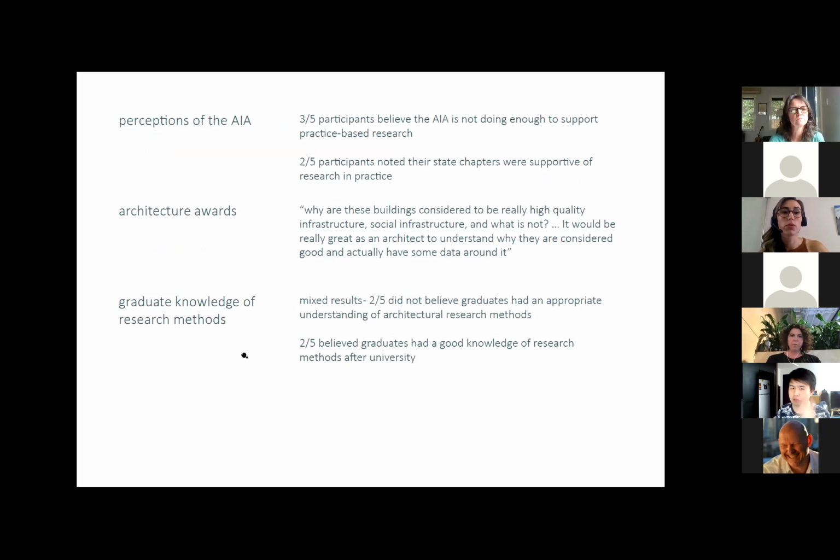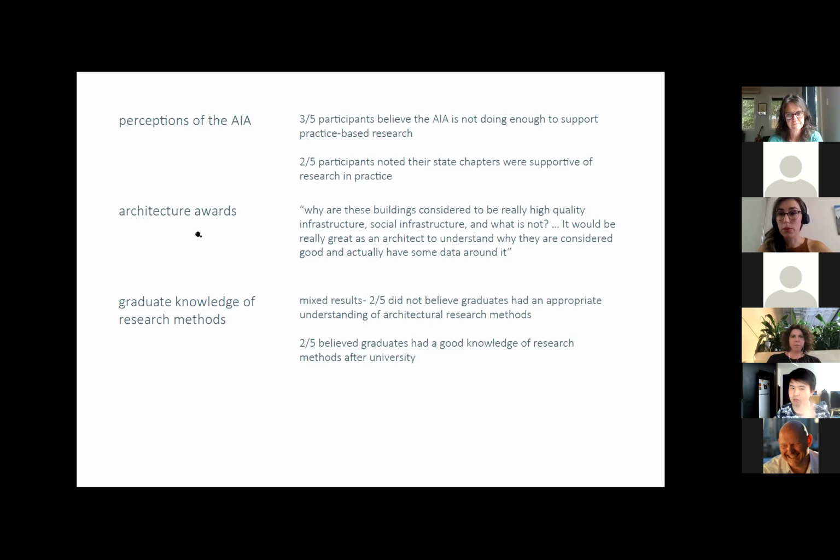So some of the results are perceptions of the AIA. 3 out of 5 participants believe the AIA is not doing enough to support practice-based research, and 2 of the 5 participants noted that their state chapters were supportive of research in practice. So more research there would be interesting to understand, I guess, take the temperature of how people feel about the AIA and practice-based research.